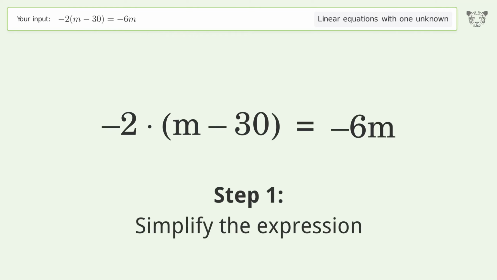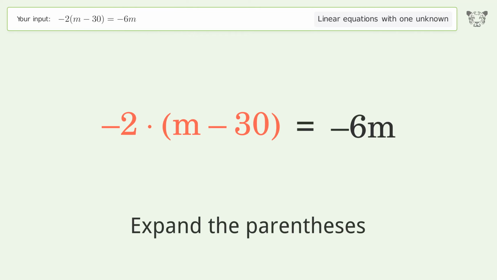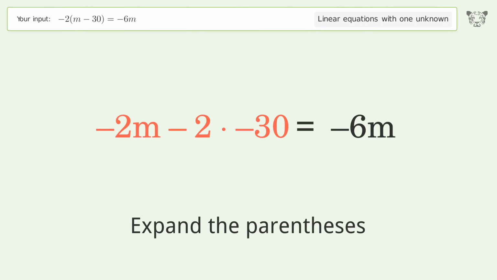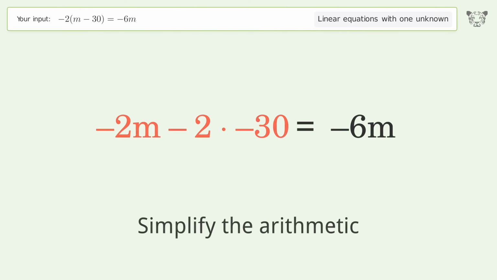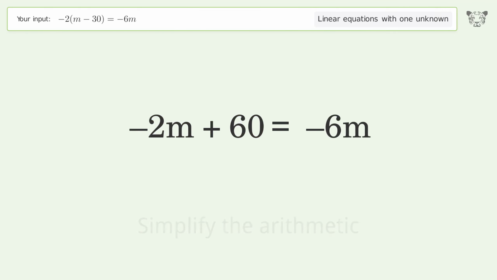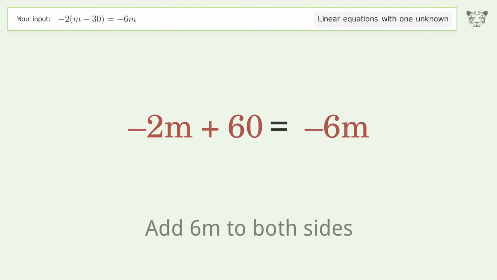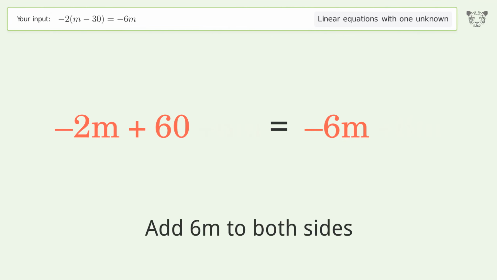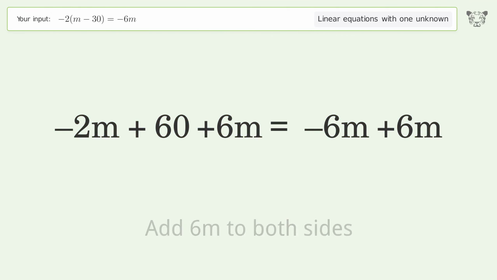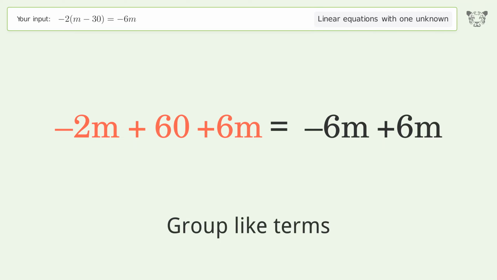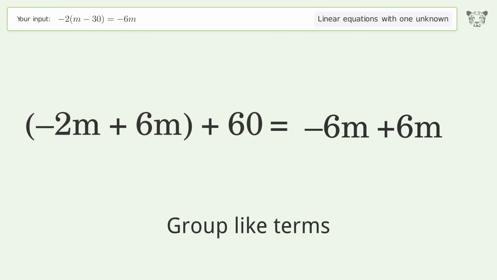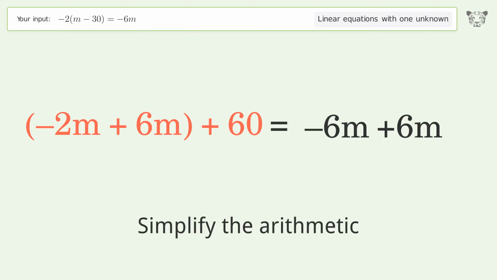Simplify the expression. Expand the parentheses. Simplify the arithmetic. Group all m terms on the left side of the equation. Add 6m to both sides. Group like terms. Simplify the arithmetic.